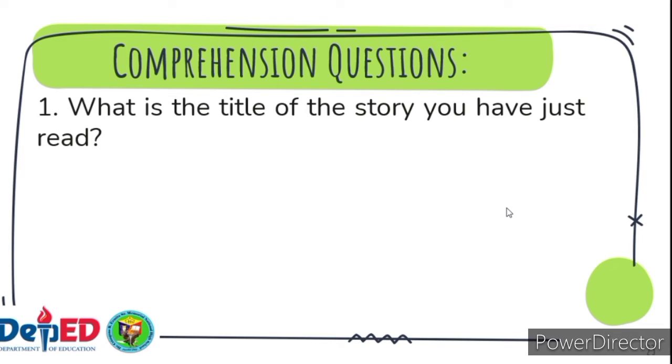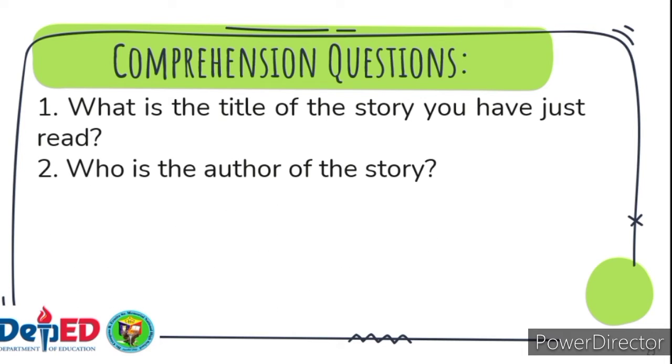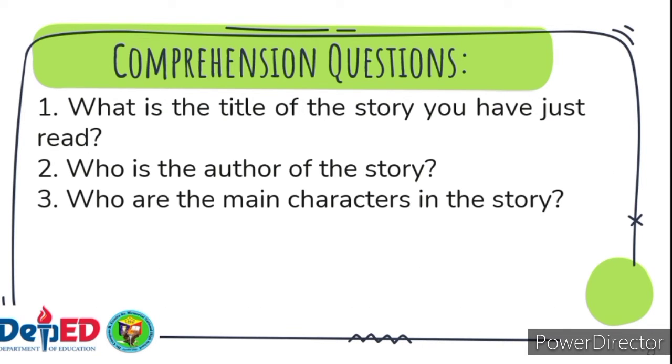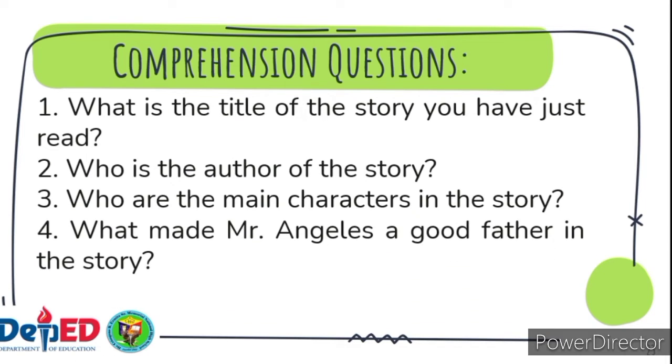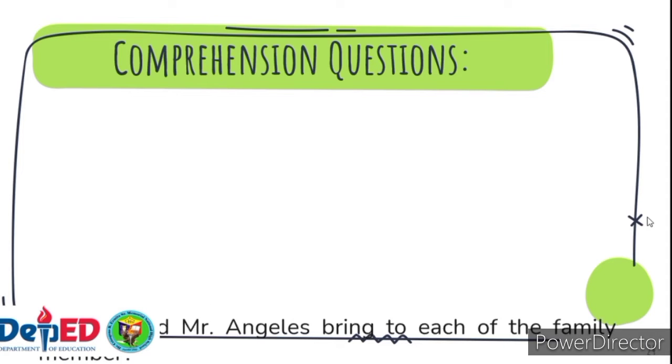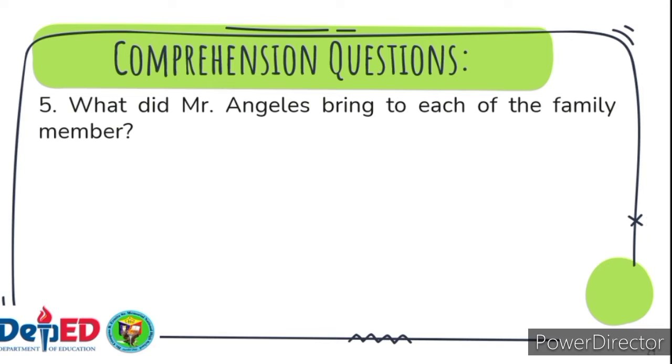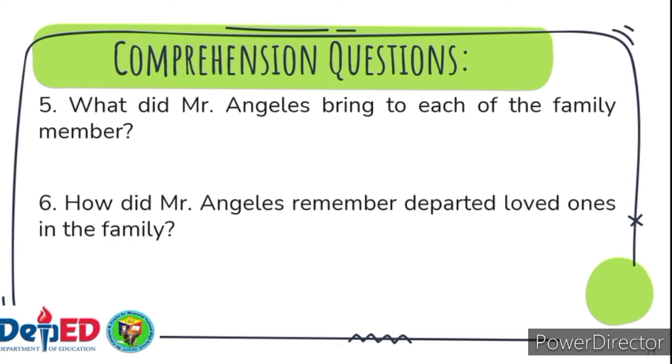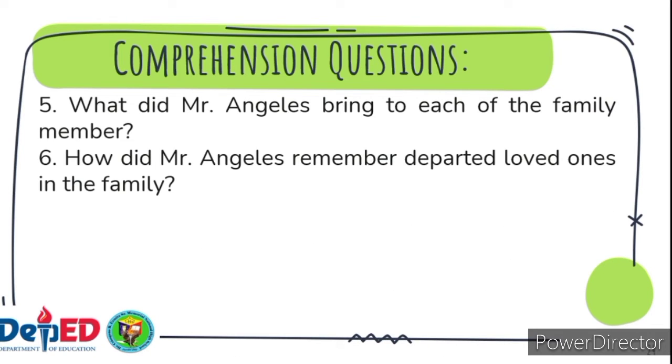Number 1. What is the title of the story you have just read? 2. Who is the author of the story? 3. Who are the main characters in the story? 4. What made Mr. Angeles a good father in the story? 5. What did Mr. Angeles bring to each of the family members? 6. How did Mr. Angeles remember departed loved ones in the family?